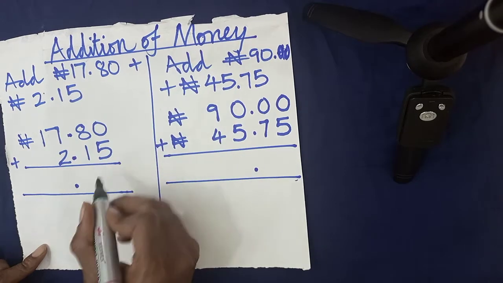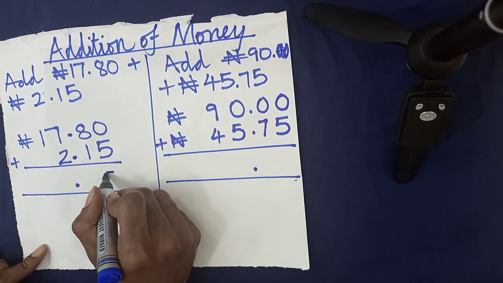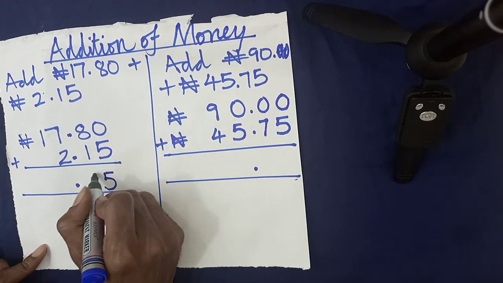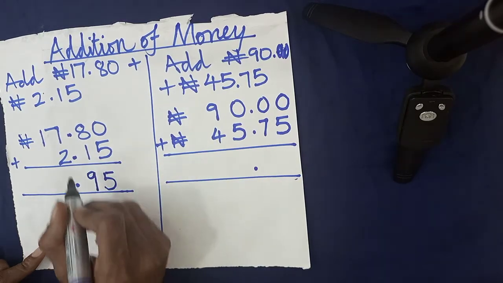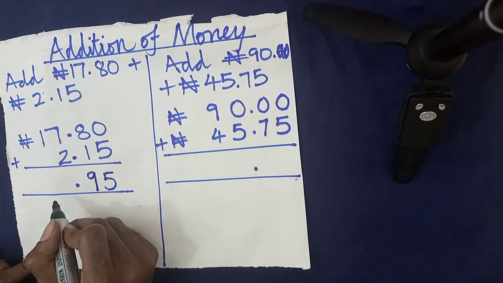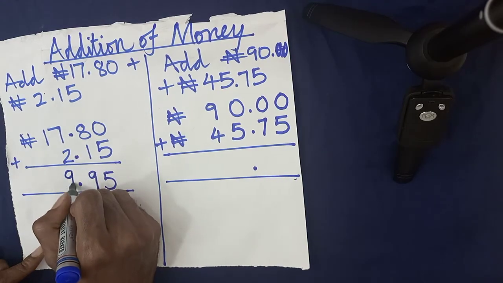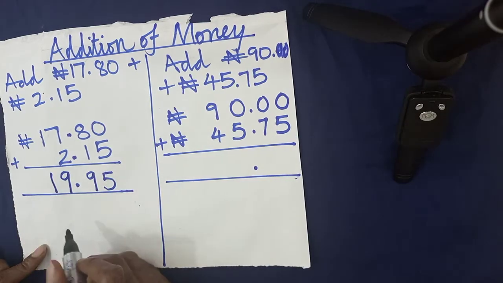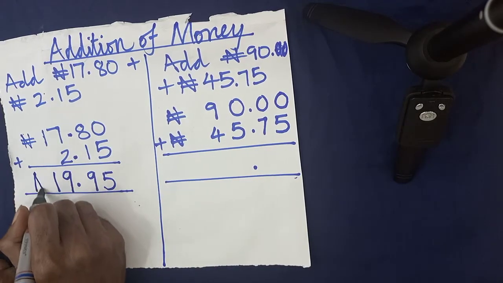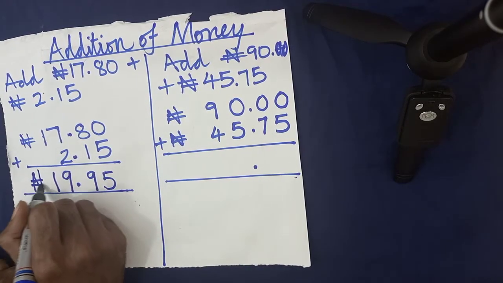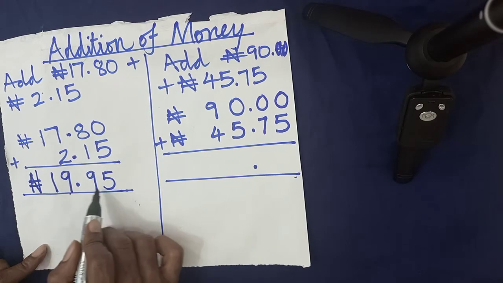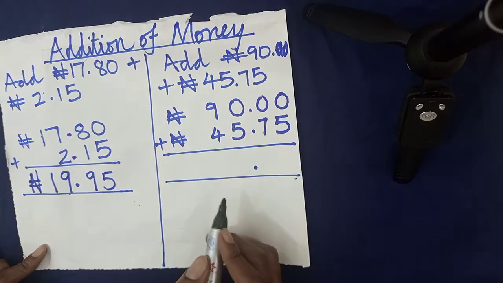0 plus 5 is 5. 8 plus 1 is 9. 7 plus 2 is also 9. And 1, we bring it down since there's nothing to add to it. We bring down our naira sign. Our answer is 19 naira 95 kobo. Let's move on to here.